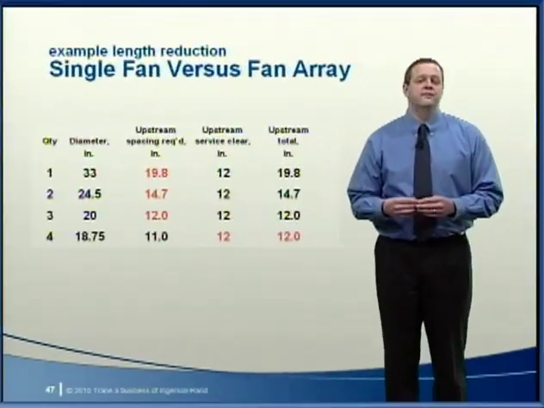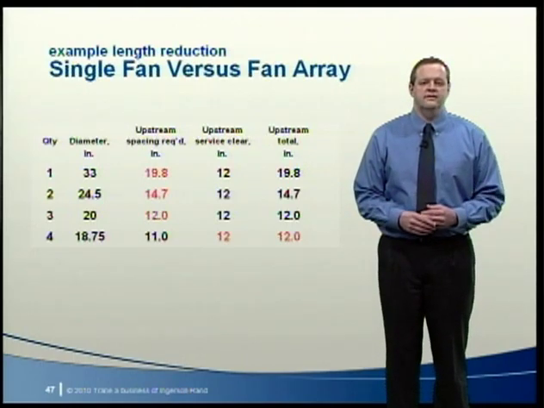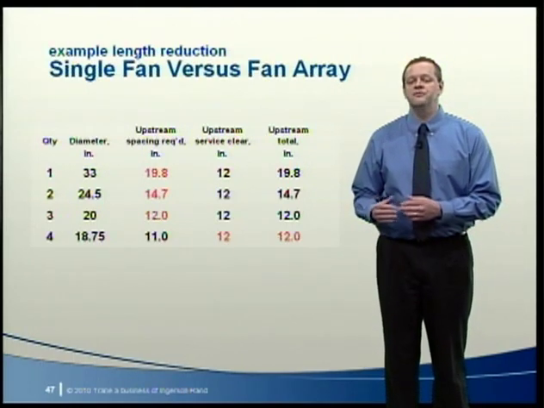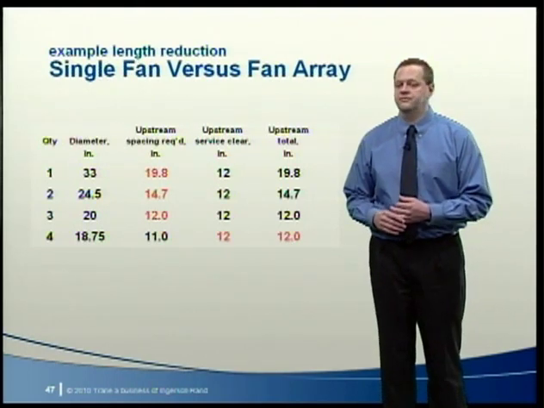These components will typically add length to the unit. To demonstrate the potential to reduce unit length, let's look at another example. This example is for an air handling unit selected to deliver 15,000 CFM. In this case, the fan is located upstream of the cooling coil, making this a blow-through configuration.